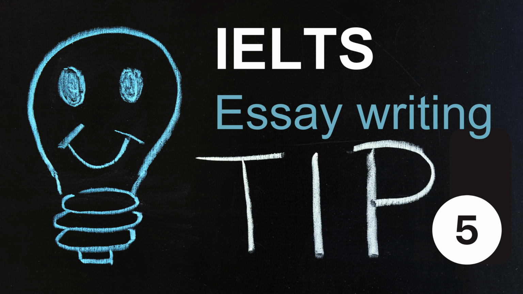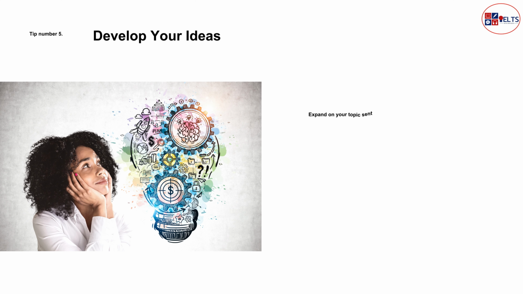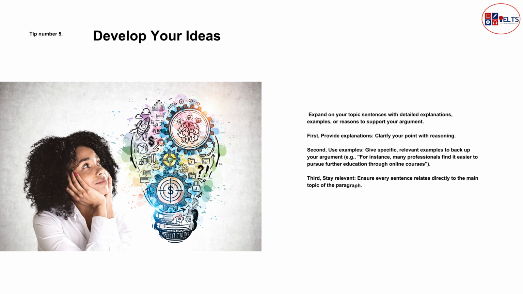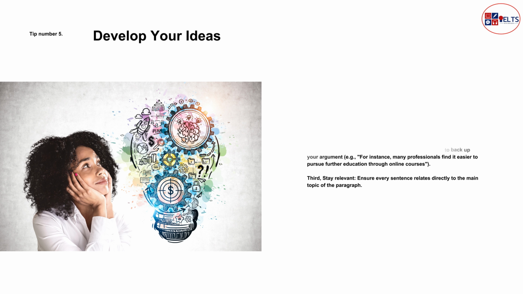Tip number 5. Develop your ideas. Expand on your topic sentences with detailed explanations, examples, or reasons to support your argument. First, provide explanations. Clarify your point with reasoning. Second, use examples. Give specific, relevant examples to back up your argument, e.g., for instance, many professionals find it easier to pursue further education through online courses. Third, stay relevant. Ensure every sentence relates directly to the main topic of the paragraph.